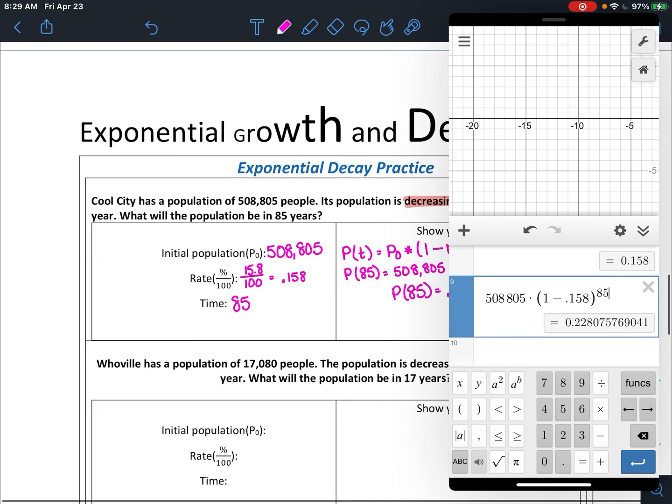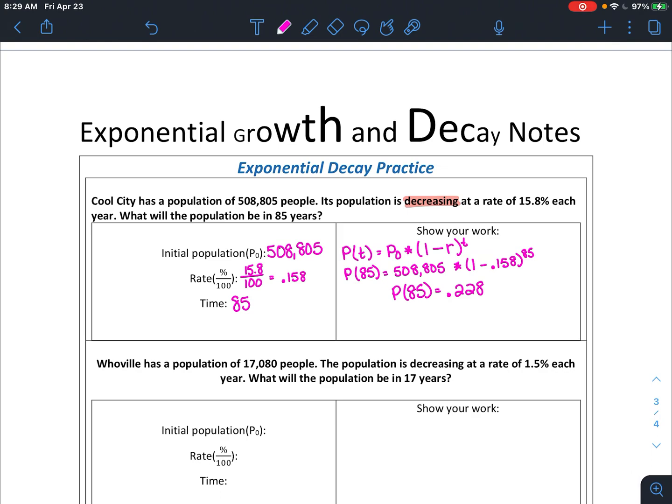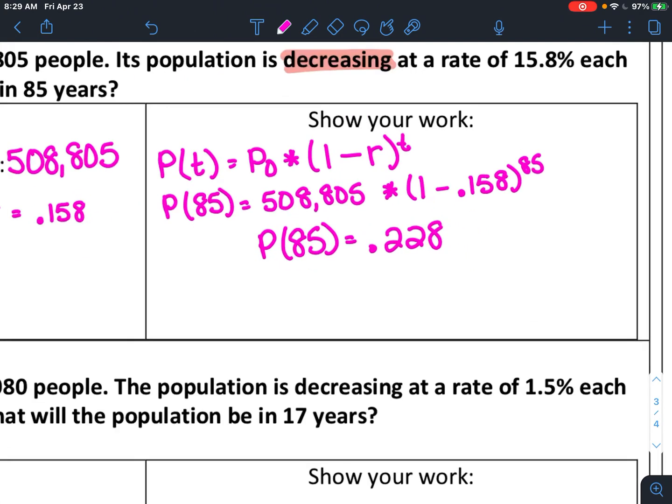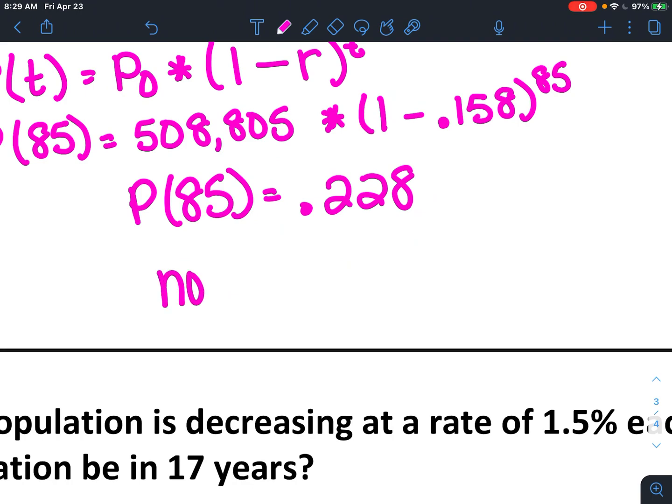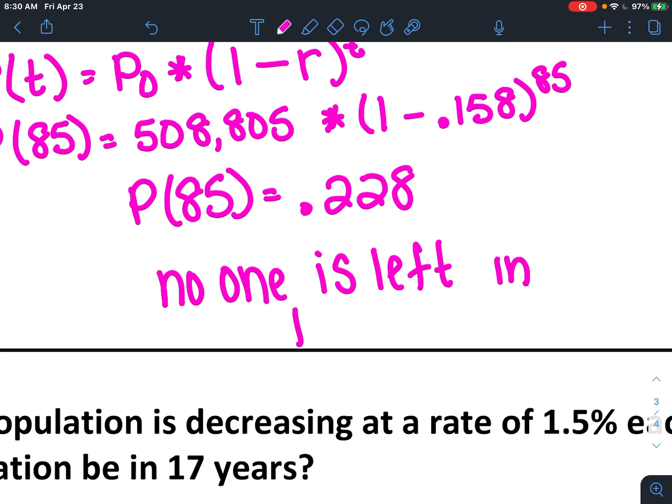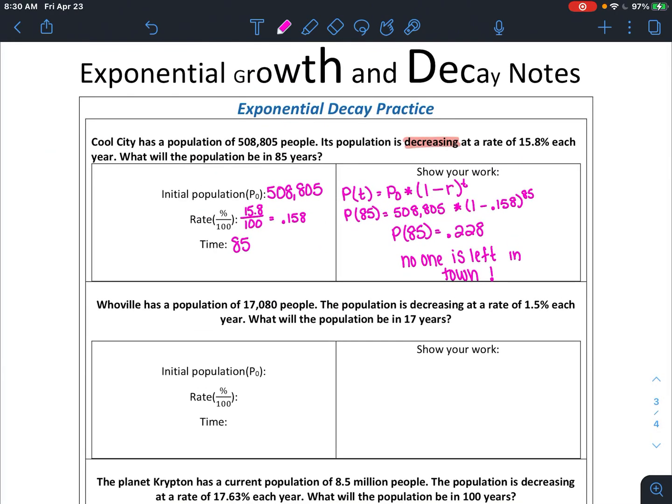0.228. All right, so if we're talking about people, it looks like in 85 years, no one will be left. I'm left with a decimal. So no one is left in town. I have a decimal. I have less than a whole person, so no one's left. Go ahead and try the next two on your own.